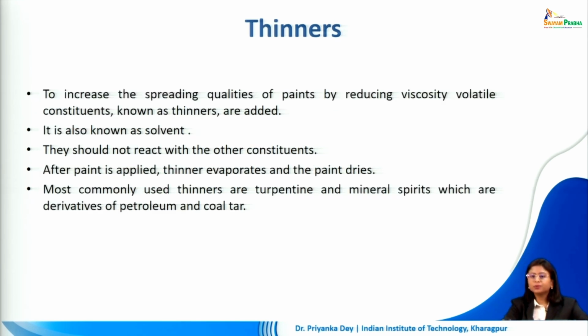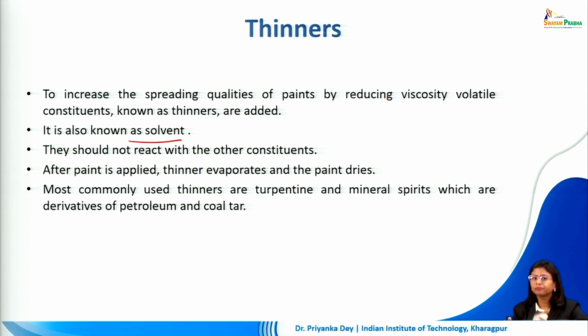We are just done with vehicles. We are now moving on to thinners, which is the next constituent of paint. Thinners are used to increase the spreading qualities of paint by reducing the viscosity, volatile constituents, and this is also known as a solvent. They should not, of course, react with other constituents. So, we want to use chemicals which do not react with the bases or the vehicles. And after paint is applied, thinner evaporates and the paint dries. So, this essentially is not left behind.